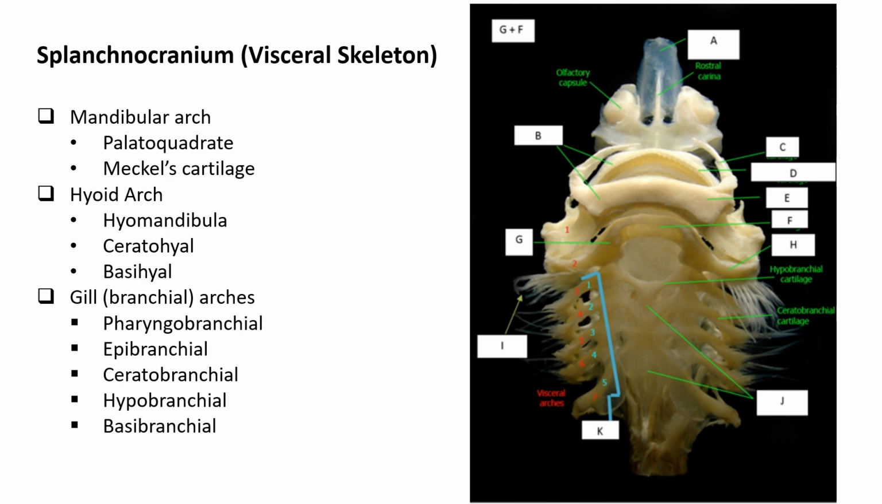Here's a preserved shark skeleton. The mandibular arch forms its upper and lower jaws, the palatoquadrate and Meckel's cartilage, respectively. The hyoid arch is what comes next, which helps suspend its jaws to the chondrocranium. The subsequent gill arches support the gills.